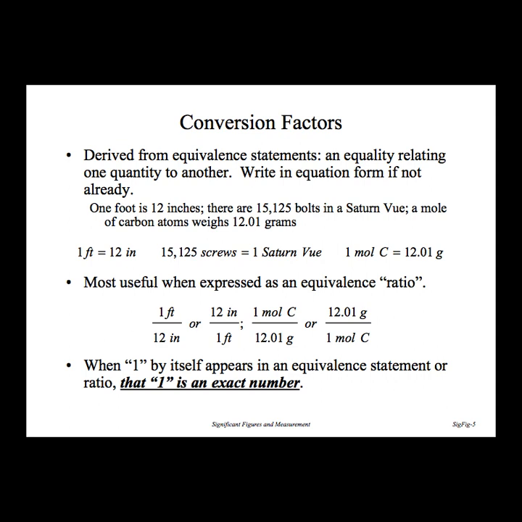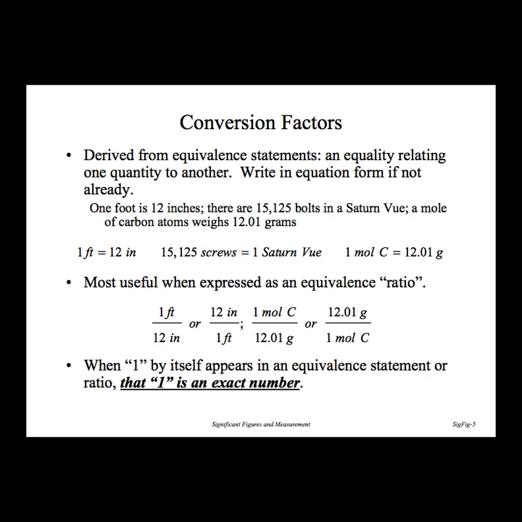It's important to remember one thing when you look at these equivalent conversion factors, these equivalent statements, these equivalence ratios, and that is when the 1 appears by itself in an equivalent statement or a ratio, that 1 is an exact number. And if you remember from our discussion before about significant figures, that means that there is no number of significant figures associated with that number 1. It is 1.0000000 on into infinity. It is an exact number.